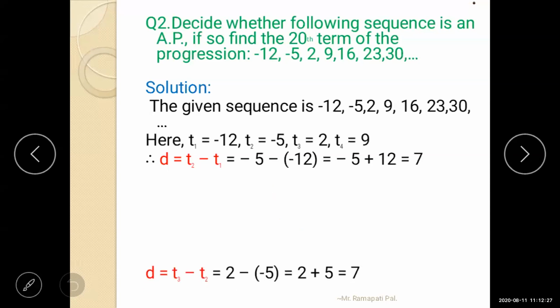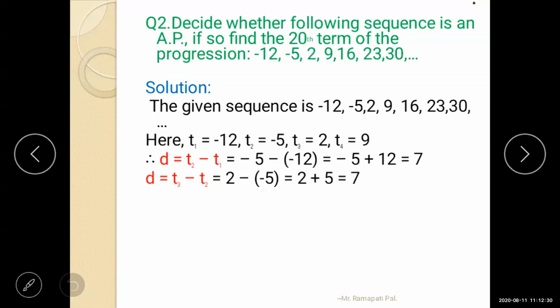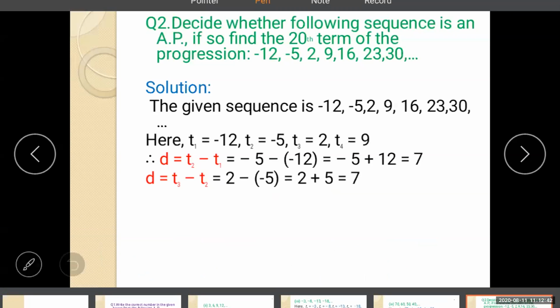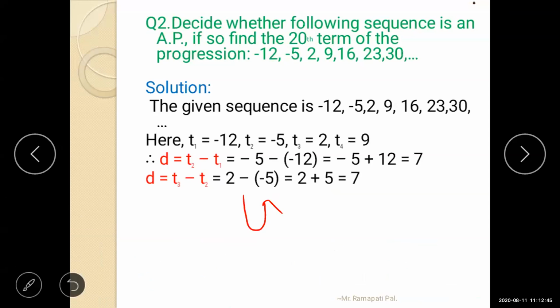Okay. Now again we have to find D. D is equal to T3 minus T2, which is equal to 2 minus, minus 5, which becomes plus, that is 2 plus 5, which is equal to 7. Again we take D is equal to T4 minus T3, which is equal to 9 minus 2, equal to 7.